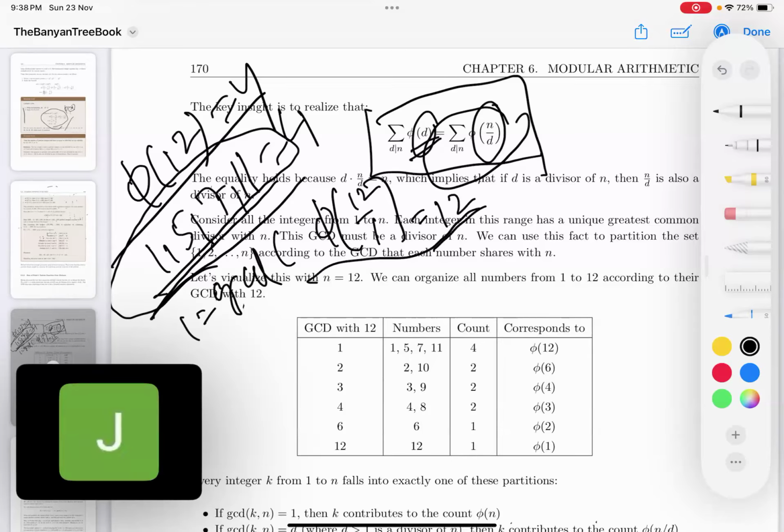Okay. So this is phi of 12, right? So now let's look at the reverse. Phi of 12 by 12, which is phi of 1.